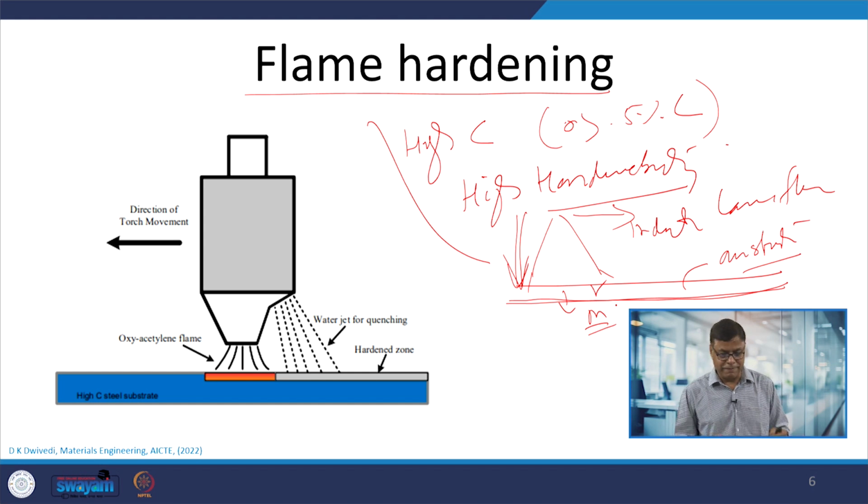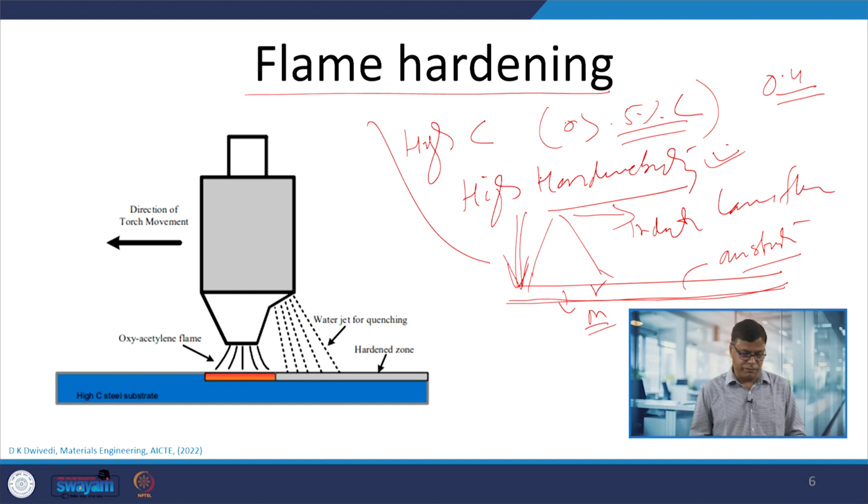This is the logic. Transformation of austenite into the martensite will be easier when the hardenability is high, and this is particularly when the carbon equivalent is greater than 0.4, or the carbon content is greater than 0.5.